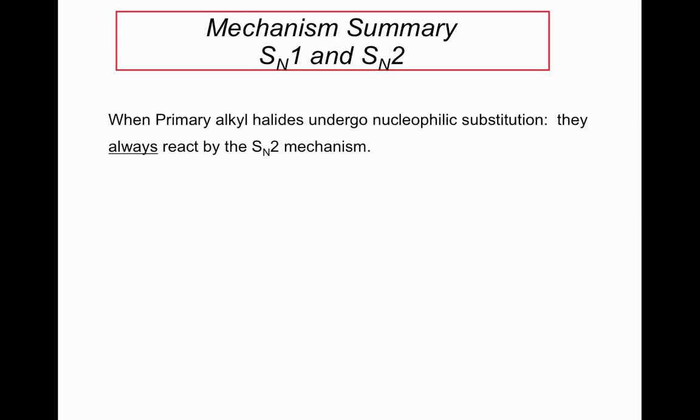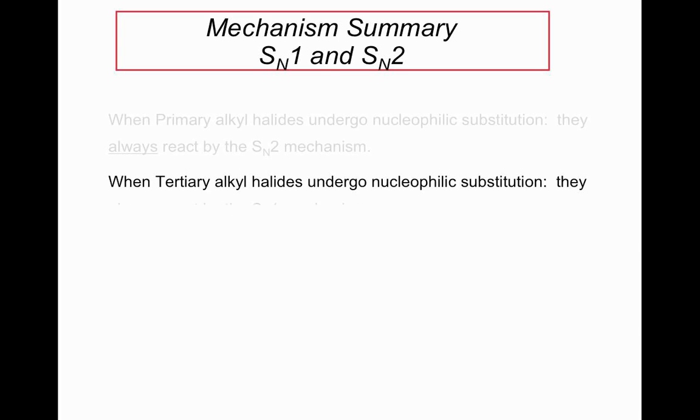So let's do a quick recap of the mechanisms for SN1 and SN2 to summarize how we would determine the difference between the two mechanisms if we were trying to decide whether a reaction will occur via an SN1 pathway or an SN2 pathway. In any case where you have a primary alkyl halide undergoing nucleophilic substitution, it will always react via the SN2 mechanism. This is due to the fact that the formation of a carbocation via an SN1 mechanism would be unfavorable due to the instability of the carbocation. So primary alkyl halides are going to react via an SN2 mechanism.